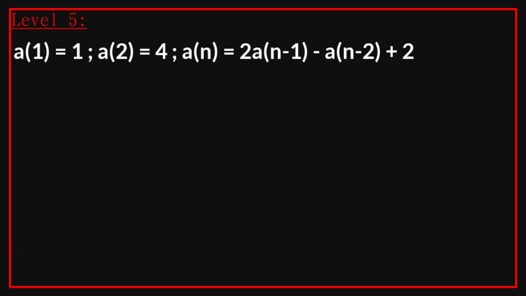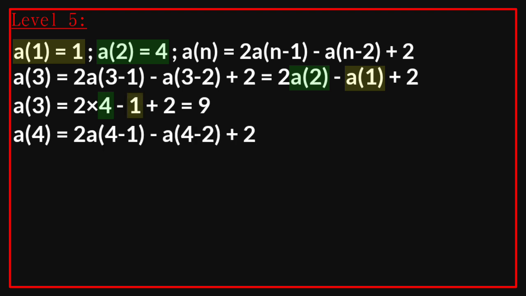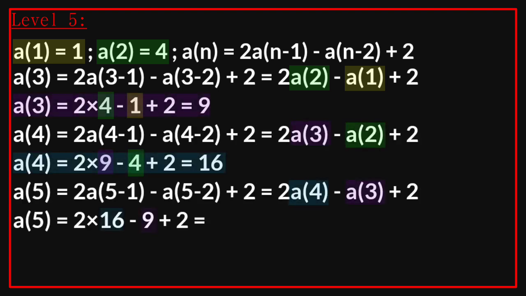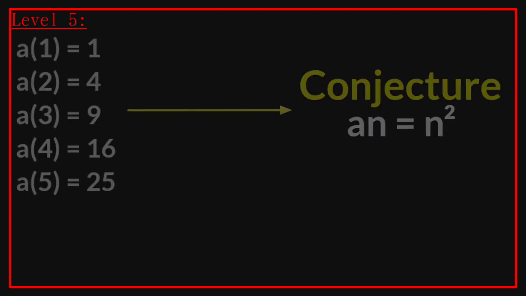First, let's try to come up with A3, A4, and A5 by using the recursive definition. The more terms we come up with, the less likely it is we make an error. As we can see, A1, A2, A3, A4, A5 are 1, 4, 9, 16, 25. Each term is seemingly getting squared. This is why I can conjecture that AN equals N square.